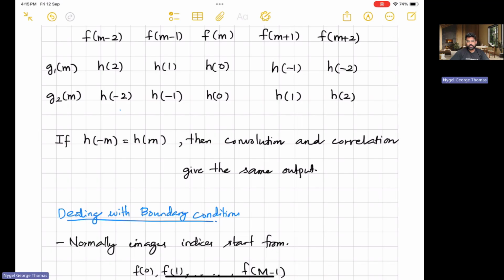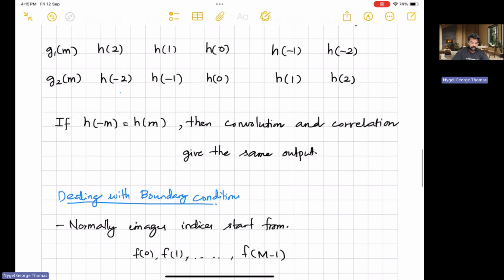So for a symmetric function, convolution and correlation do not have much of a difference. Here we've fixed f, assuming that f is not changing position, but the operations are done such that we are inverting h and sliding h. So if h is a symmetric function, which we have in most of the filters, then convolution and correlation are basically the same thing.